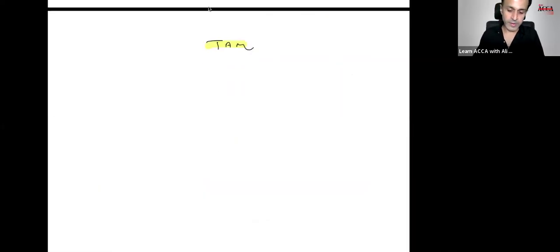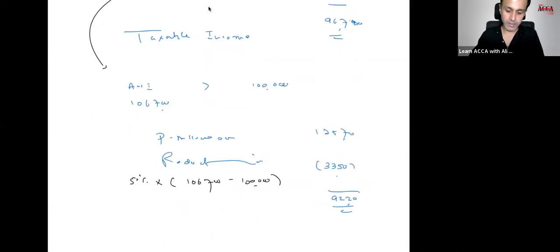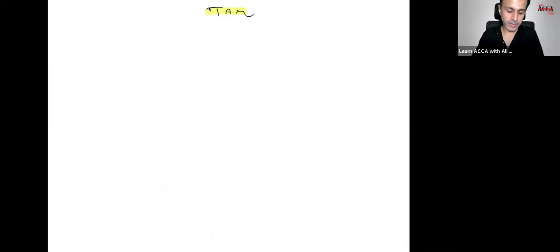So I can write it in the first place, the trading income as above. What is the trading income we have worked out in part A?